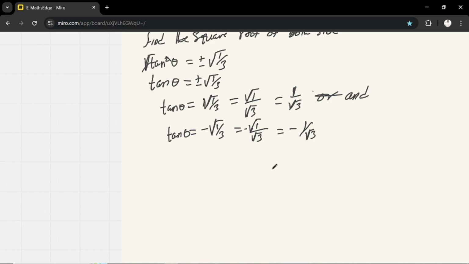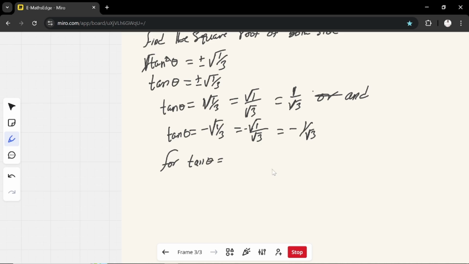So let's put it down. Now for tan θ equal to 1 all over root 3, this implies that we are going to have θ to be equal to 30 degrees and also 210 degrees from our trigonometry table, right?